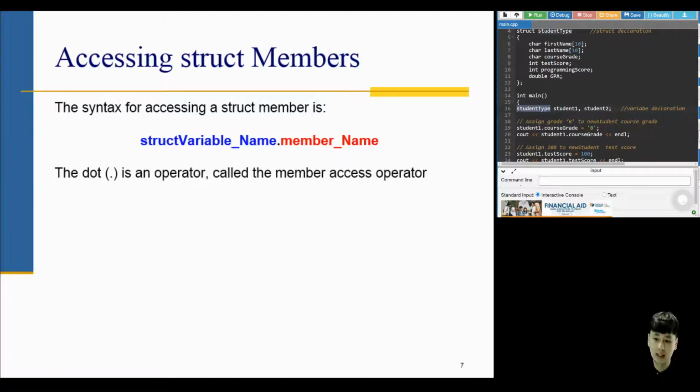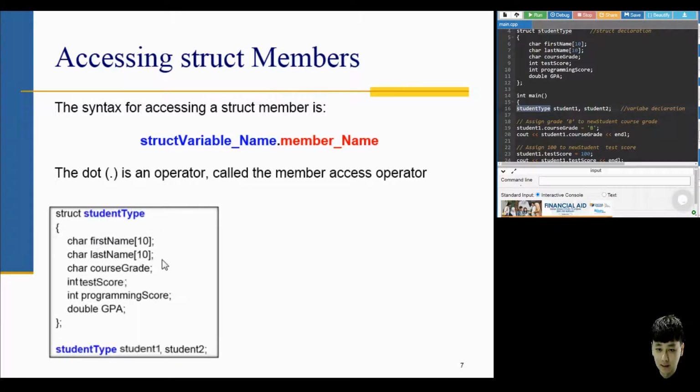So recall the case in the previous slide. Let's say I would like to assign the value 98 to the test score for student 1. I just need to follow this syntax. What is your variable name? Student1. Next step, put a dot. And then you put your member name. Then equal to 98. So this 98 will be assigned to the test score for student 1.